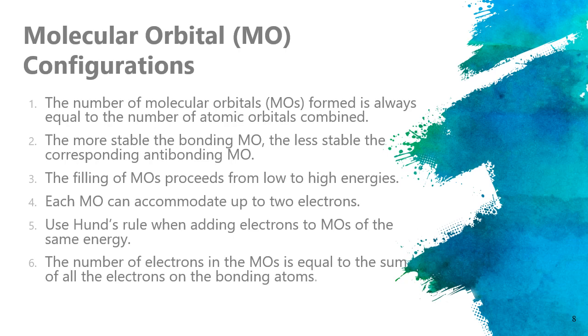The third one, the filling of MOs proceeds from low to high energies. This is quite normal. Fourth, each MO can accommodate up to 2 electrons. This is the same as Hund's rule. Fifth, use Hund's rule when adding electrons to MOs of the same energy. Sixth, the number of electrons in the MOs is equal to the sum of all electrons on the bonding atoms.